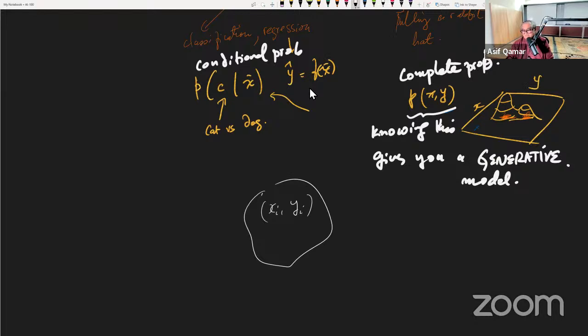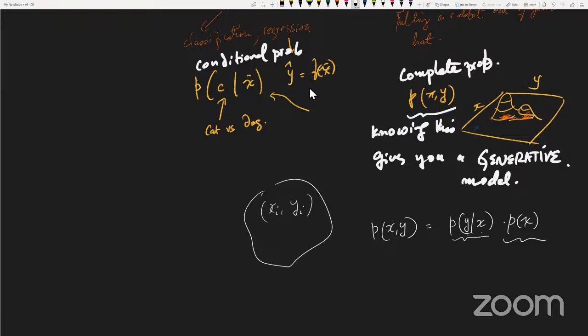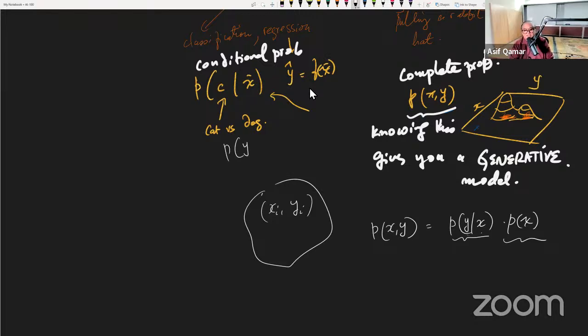Now, the problem with this is that this complete distribution is hard because you need to know, amongst other things, for example, this can be broken up into two parts: probability of y given x times probability of x. So you need to know the input data distribution. You need to know the conditioning of y given x, what is y? Whereas this here is basically given x, what is y?